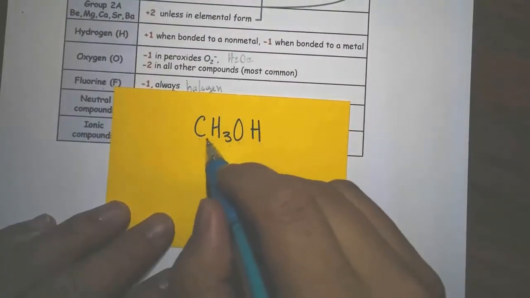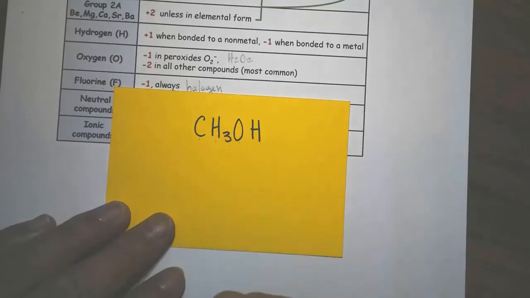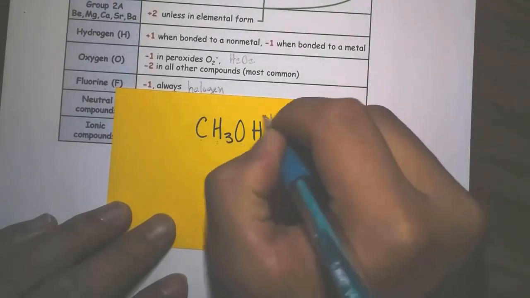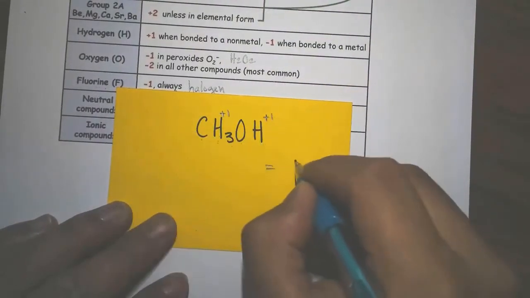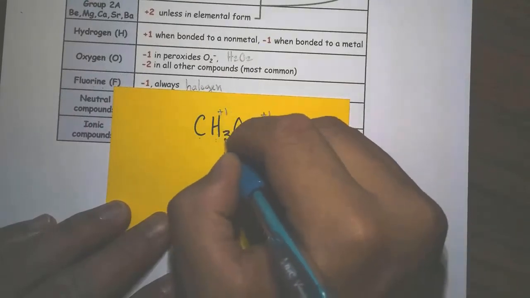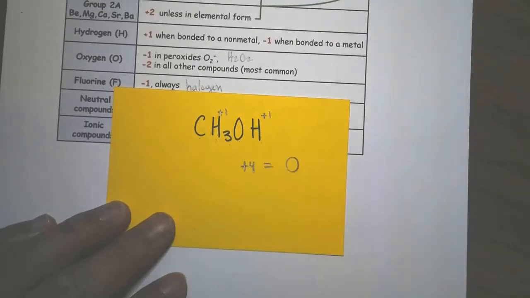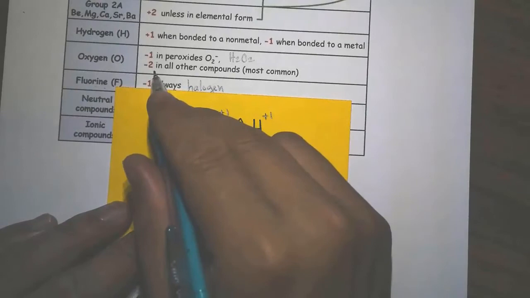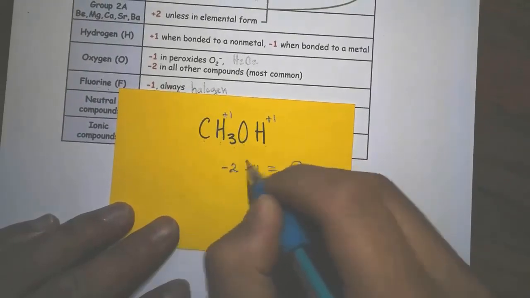Let's try another problem. Here we have CH3OH. Notice how we have hydrogen in 2 different places, but the rules still apply. So we have hydrogen +1, and another 3 hydrogens here. And again, the total is equal to 0. We total that to +4. Then we know the rule for oxygen, which is -2. We have only 1, so it's -2.